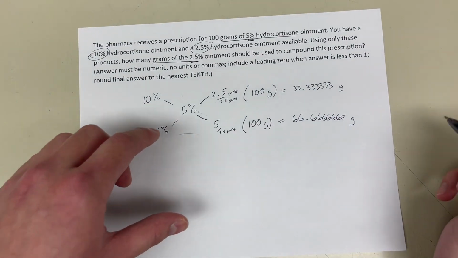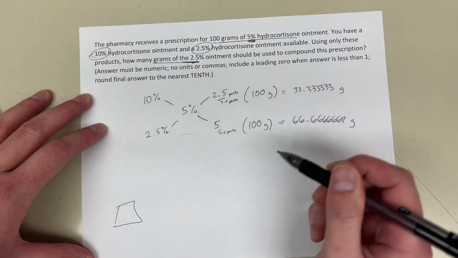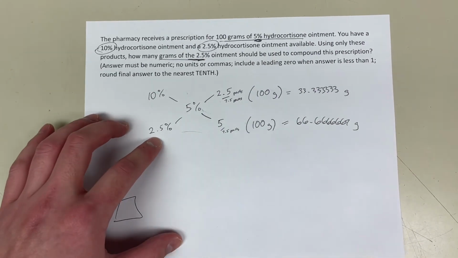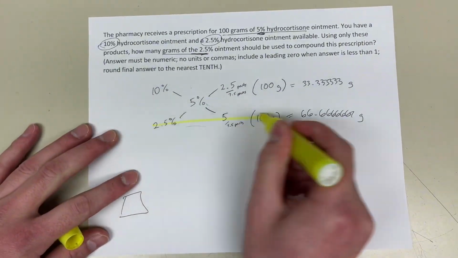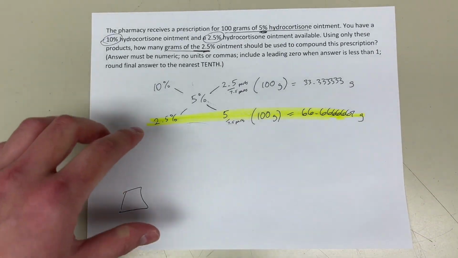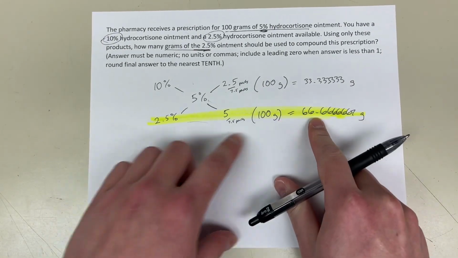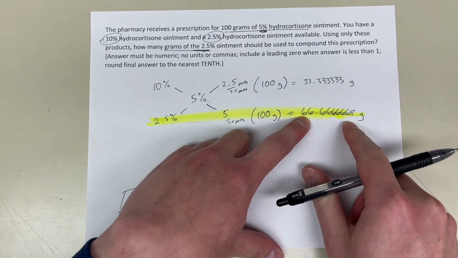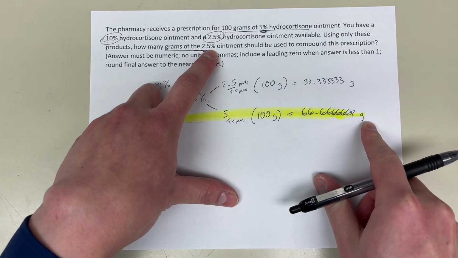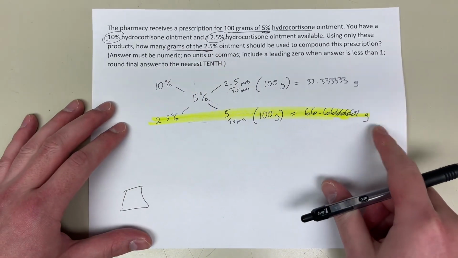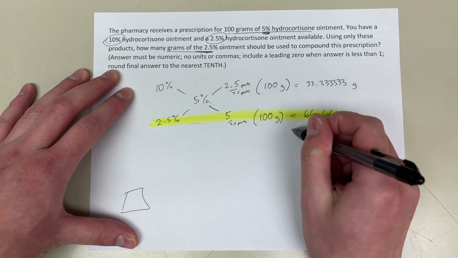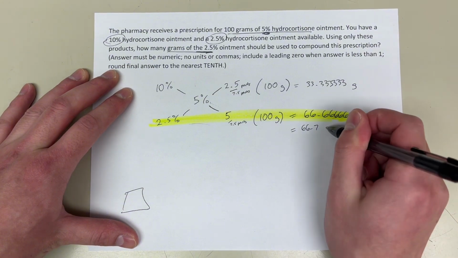Right? So remember the question is asking how much of the 2.5% ointment. I said this bottom half here represents how much of the 2.5% ointment. So that's why the answer is 66.66666667 grams. That's how much of the 2.5% ointment should be used to compound this prescription. But remember, the final answer has to be rounded to the nearest tenth, so follow the instructions. So that's why our answer is 66.7 grams.